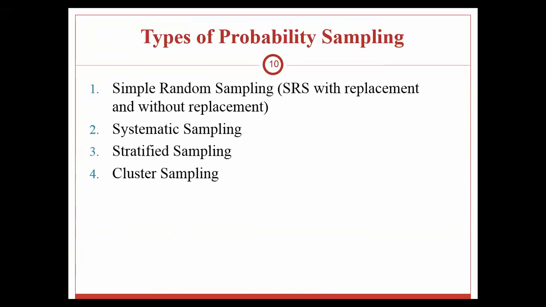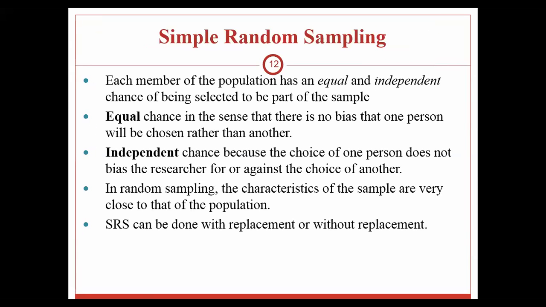So under probability sampling, we have simple random sampling, and it can be with replacement or without replacement. With simple random sampling, we shall look at it in detail, that you just pick randomly. And you can pick and replace back, or you may pick and not replace. Then there's systematic sampling, stratified sampling, and cluster sampling. Let's begin by looking at simple random sampling.